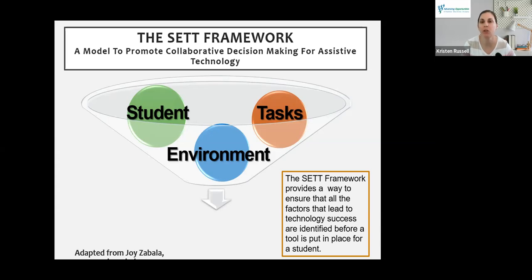Sometimes we'll get referrals for students where it's very general. You know, we just want to know what's out there that could help my child. We need more details. We need to really narrow it down to the very specific detailed tasks. And then we can match, once we're taking in all of this information on the student, environment, and task, then we can jump to the tools.